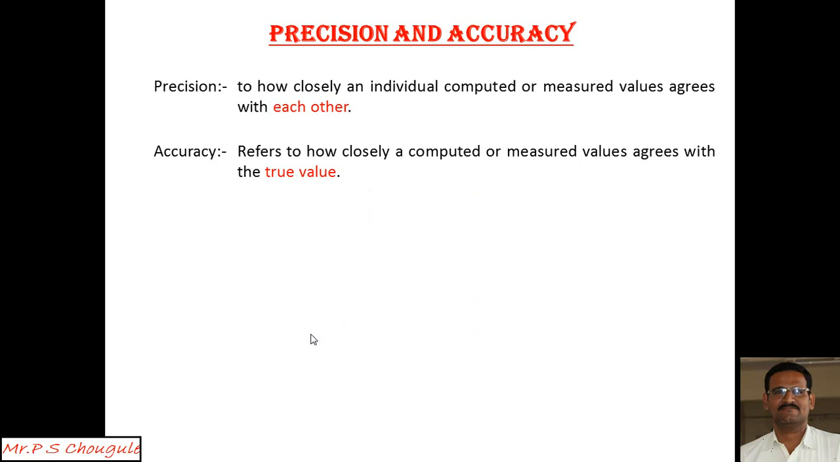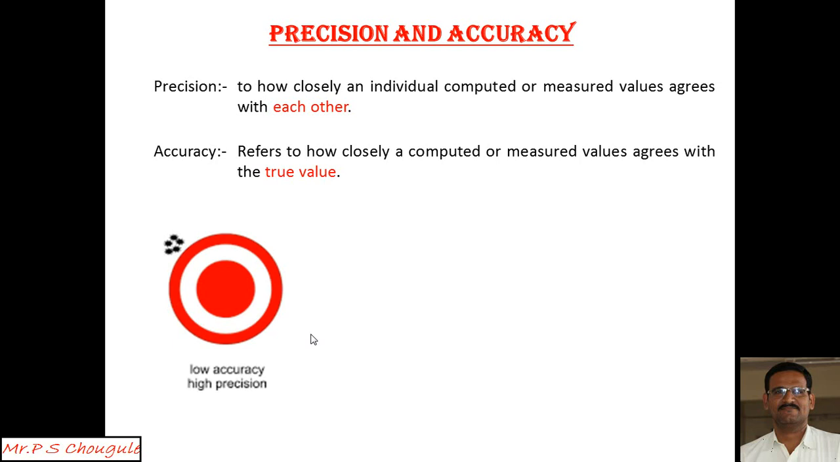Let's explain this with one more example, a bullseye. Now what do we call this? Is it precise or accurate? Remember that precision comes with agreement, when one value agrees with another one. Now in this case, this is precise, but they are far away from the true value. That's why we can consider it as low accuracy but high precision.